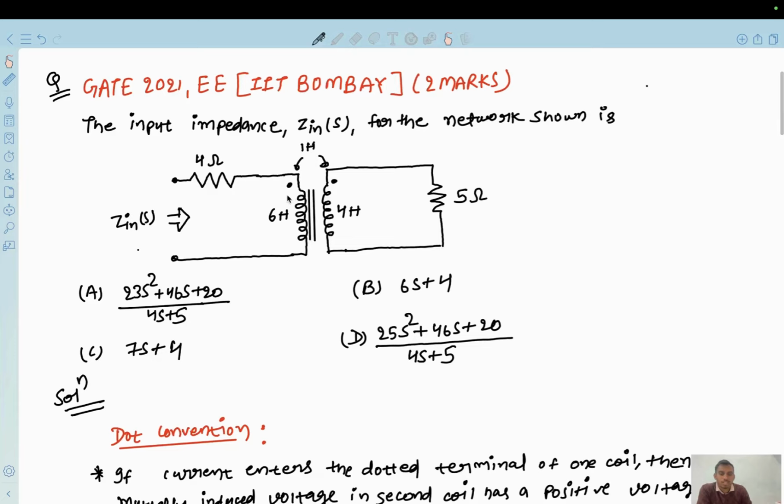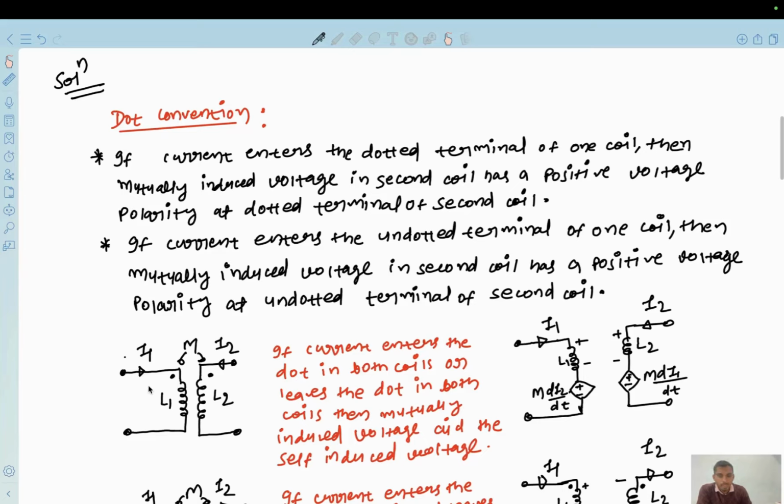First I will try to explain to you the significance of this dot convention. So let us suppose there are two coils, and if current enters the dotted terminal of one coil, then the mutually induced voltage in the second coil has a positive voltage polarity at the dotted terminal of the second coil. If current enters the undotted terminal of one coil, then the mutually induced voltage in the second coil has a positive voltage polarity at the undotted terminal of the second coil.